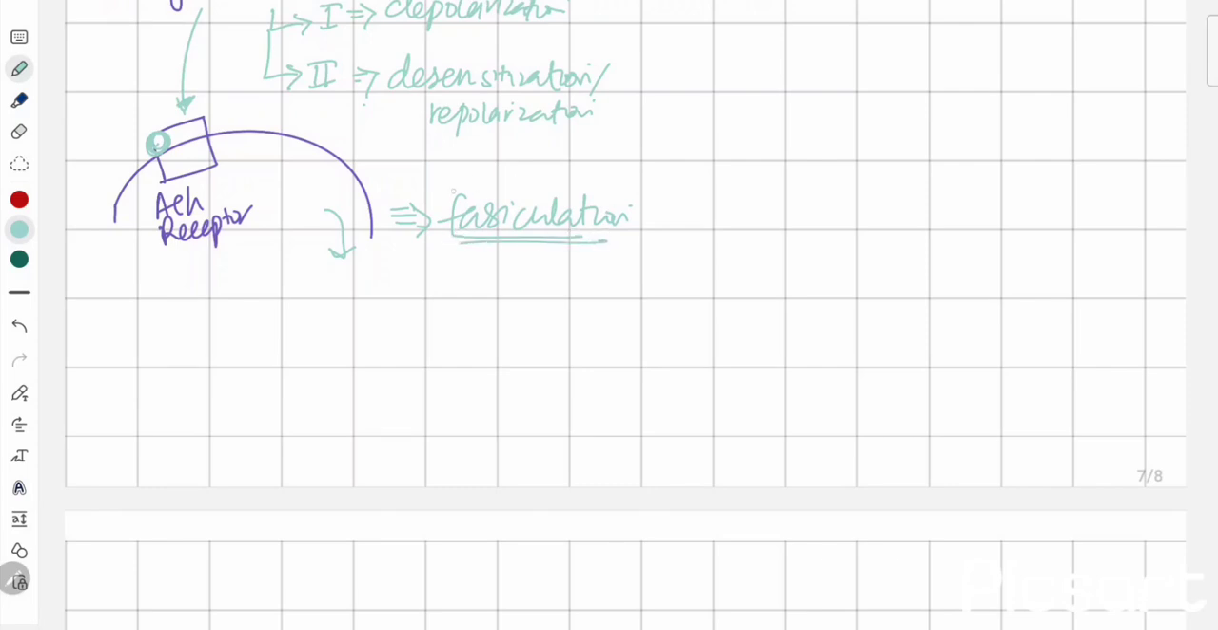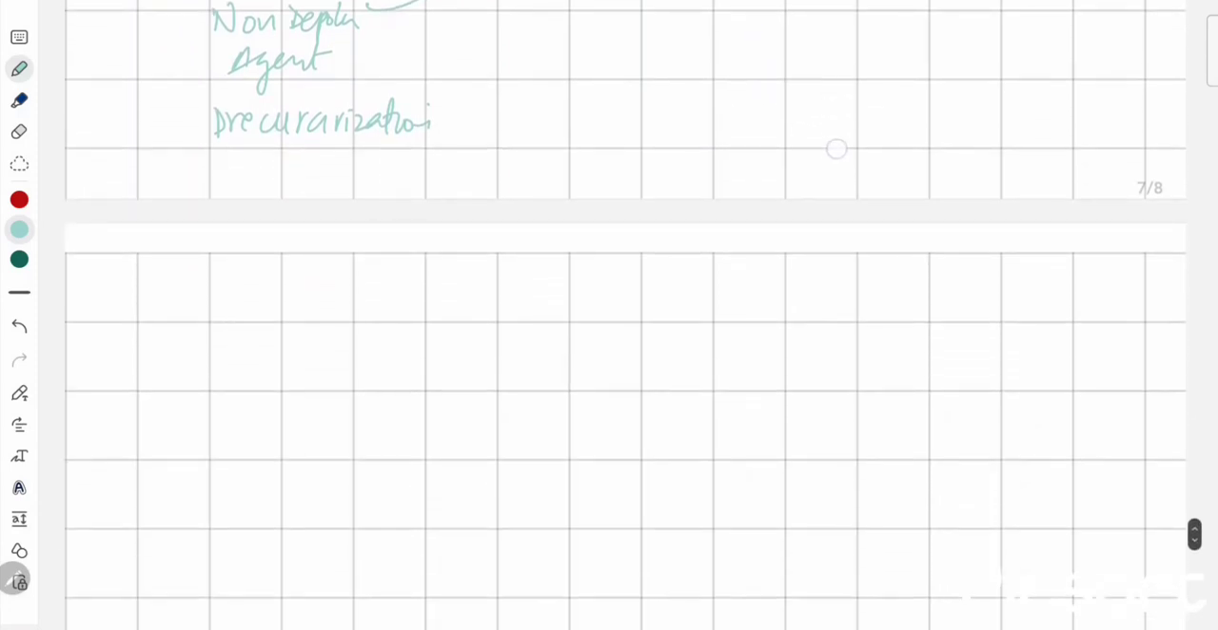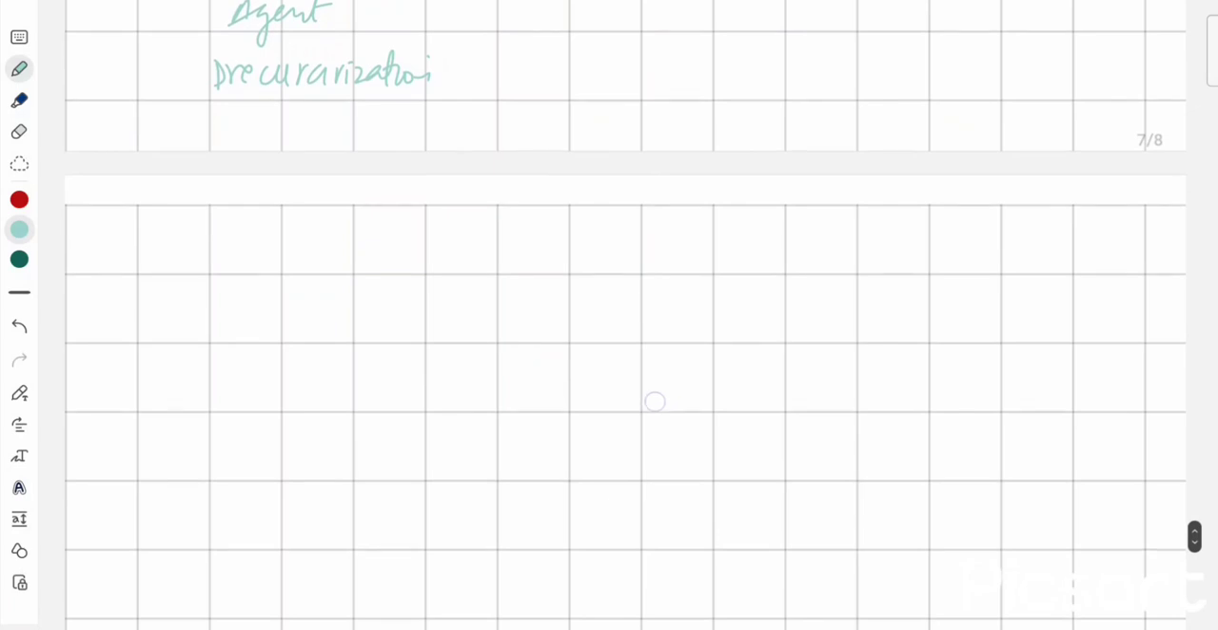In order to prevent this phenomenon, what we do is administer small amounts of a non-depolarizing agent, the curare-like drugs, which I'm going to tell you about in a bit. We're going to give that, and that is actually going to prevent this from happening. This concept is called pre-curarization.